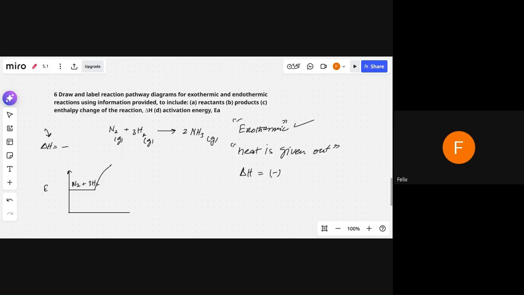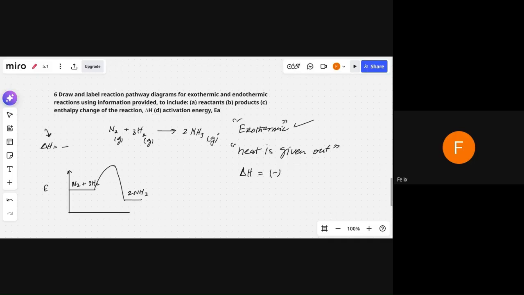And then this graph goes up like this, and then you come down, and you must come down from the reactants, right? And you can stop anywhere down from the reactants, right? So here you're going to write the products. So ammonia, NH3, 2 NH3. So this is how we plot the energy profile diagram for an exothermic reaction.